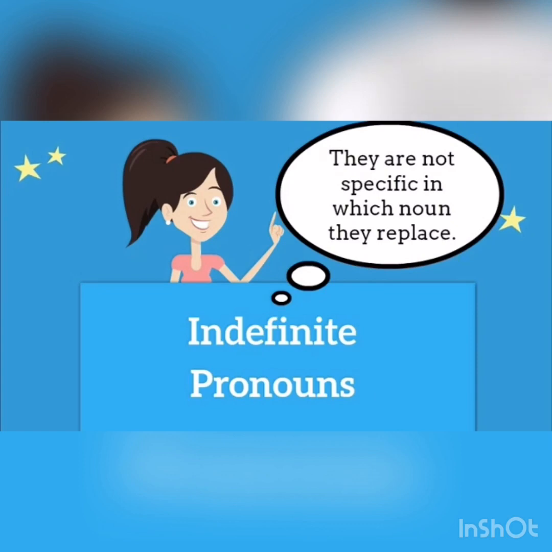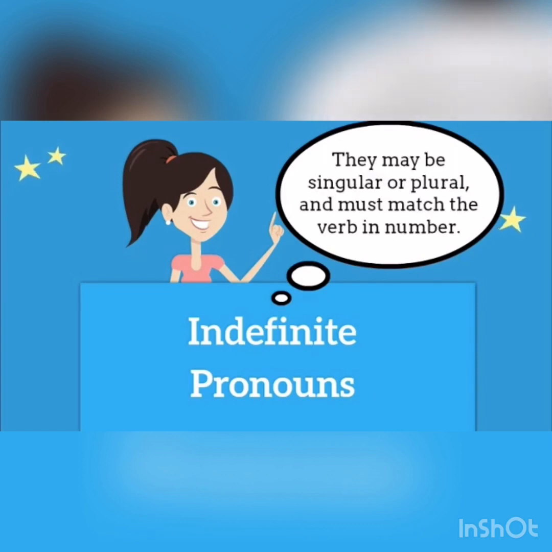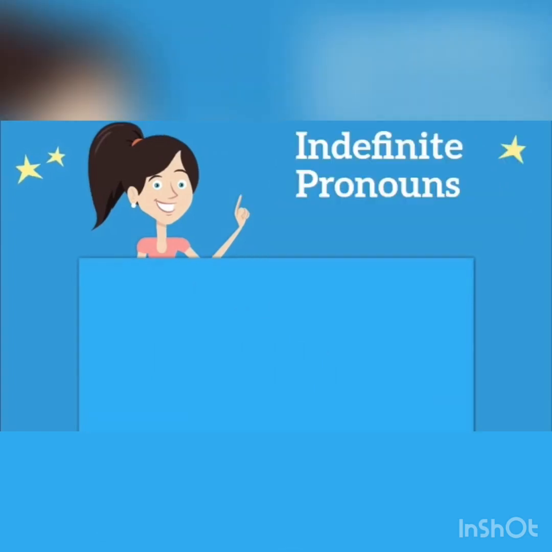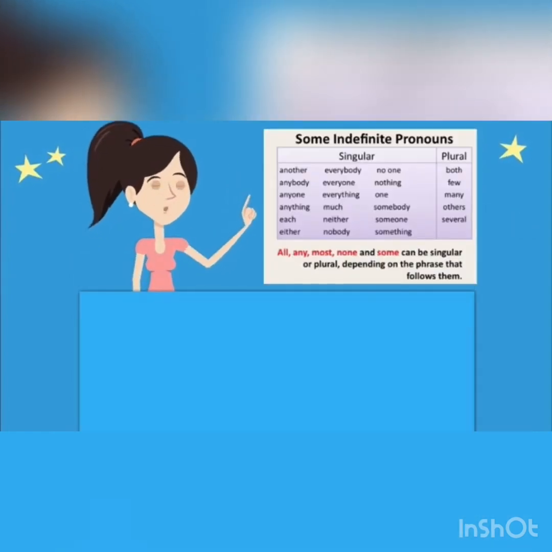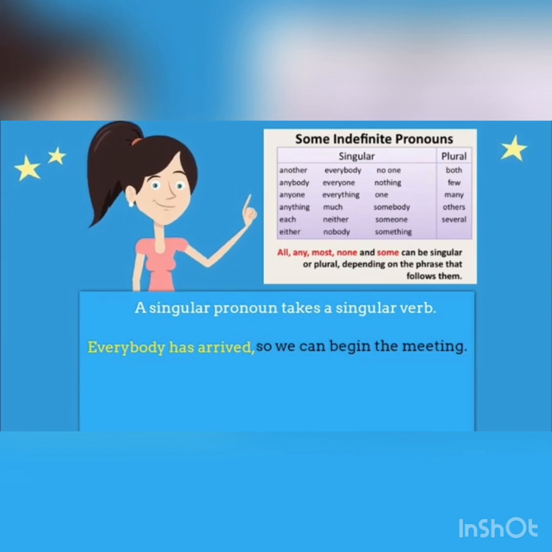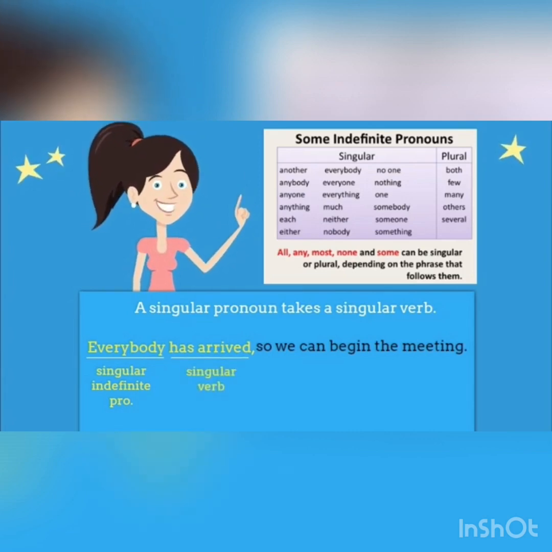In other words, they are not specific in which noun they replace. They may be singular or plural and must match the verb in number. Some typical indefinite pronouns are singular and some are plural, as you see on the chart. The singular indefinite pronoun often ends in one or thing, and plurals don't. A singular pronoun takes a singular verb. For example, everybody has arrived, so we can begin the meeting. Everybody is your singular indefinite pronoun and needs the singular verb has.